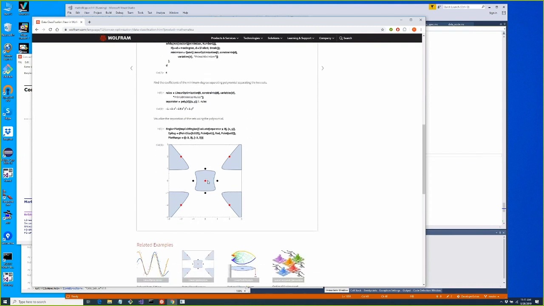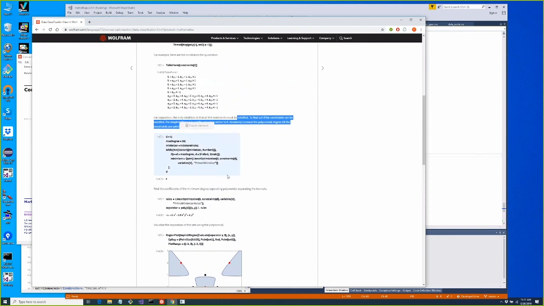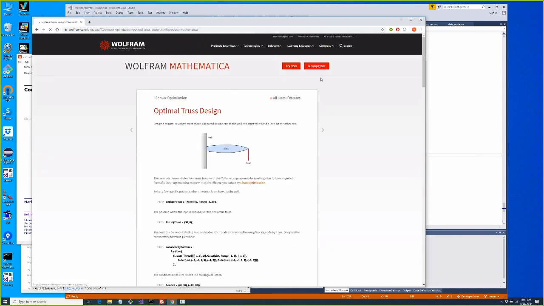And here's a plot. One set is marked in red, the other set is marked in black, and the regions blue and white show where p is less than or equal to 0 and p is greater than or equal to 0. So that's the classification problem. That's a generalization of the support vector machine idea.